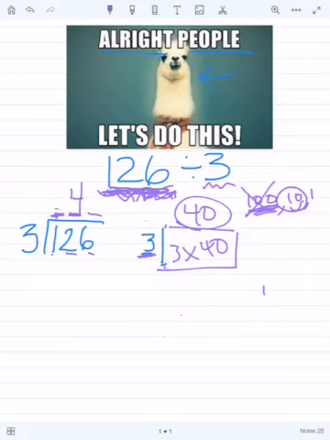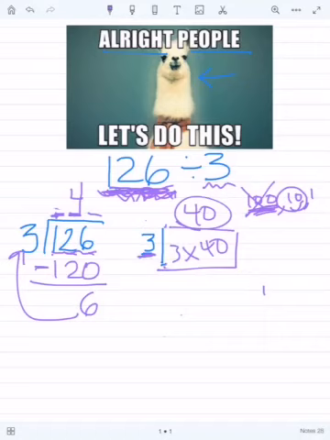And did that give us $126? No, that gave us 120. So I'm going to write that right here and say, what's the difference? How much do we have left to give out? Well, if we subtract, we have $6 left to give out to 3 kids.